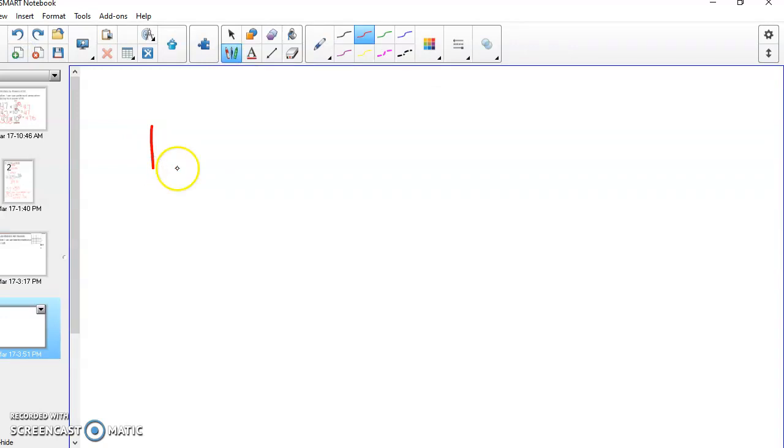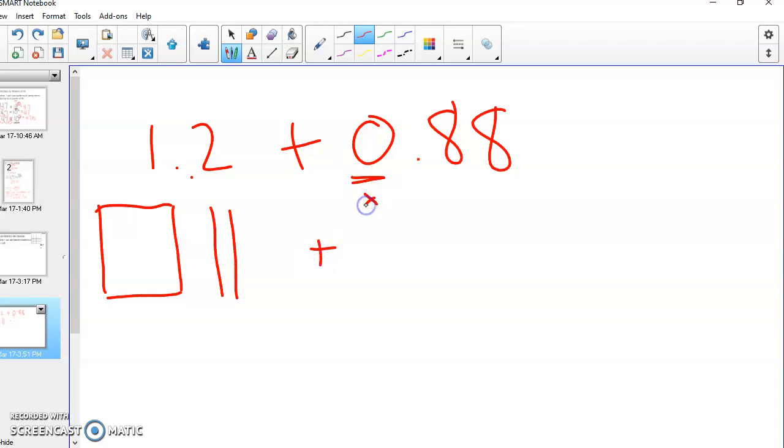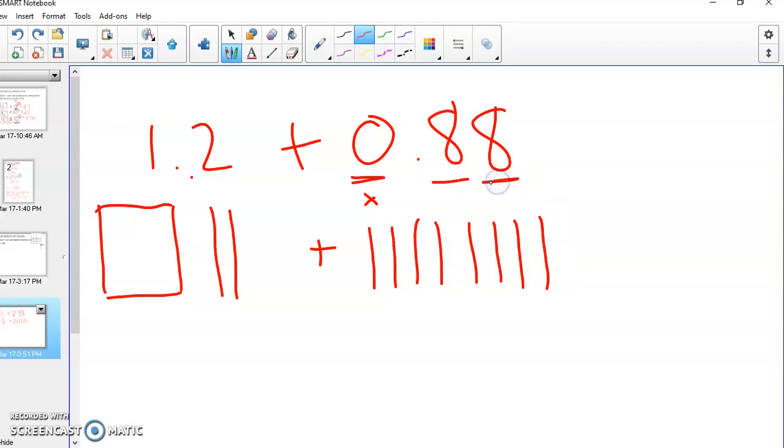1 and 2 tenths plus 88 hundredths. All right, so we have 1 whole here, and then we have 2 tenths, so we would do 2 tenths plus 88 hundredths. So we would not have 1 whole, no, but we do have 8 sticks. 1, 2, 3, 4, 5, 6, 7, 8, and then we would have 8 hundredths, so it'd be the dots 1, 2, 3, 4, 5, 6, 7, 8.